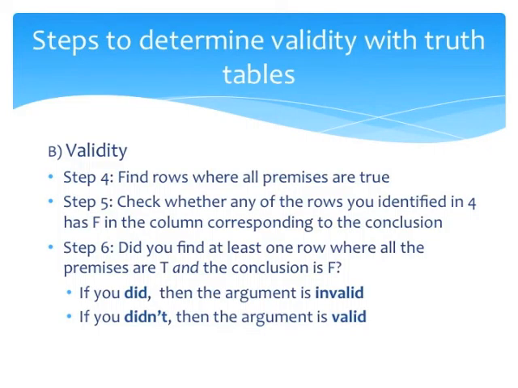The next group of steps have to do with the determination of validity itself, once we have our truth table. Step 4 is to try to find rows where all premises are true. Then, in step 5, we check whether any of the rows you identified in step 4 has F in the column corresponding to the conclusion. The next step, step 6, is to ask yourself, did you find at least one row where all the premises are true and the conclusion is false? If you did find such a row, then the argument is invalid. If you didn't, then the argument is valid.